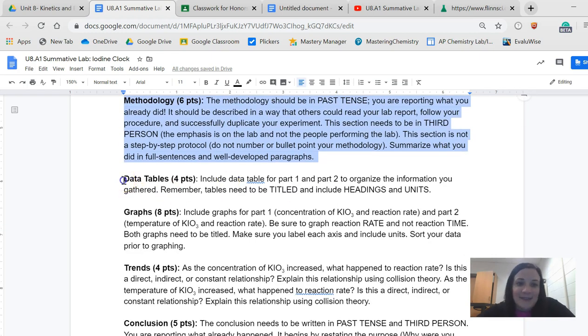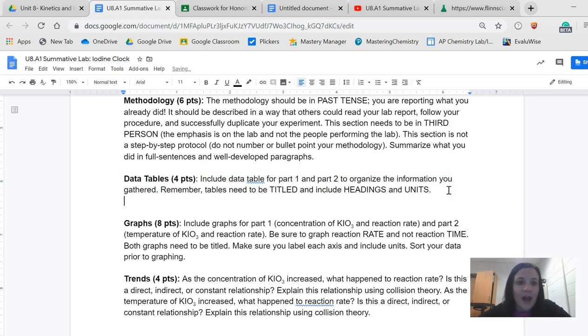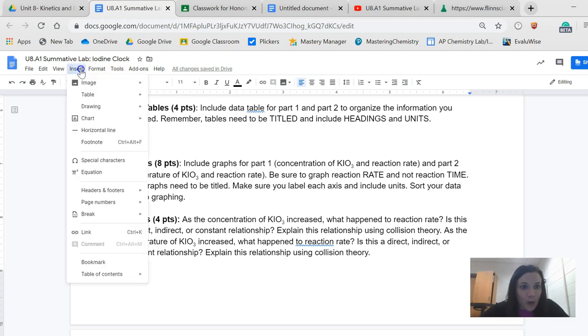All right, data tables. We need 2 of them. One for part 1, one for part 2. The last lab for titration, I had a lot of questions on how I made my data tables look the way that I did. So I'm going to go over how to do the data tables. For part 1, we want to go to Insert, Table, and this one we want to do 8 by 8.